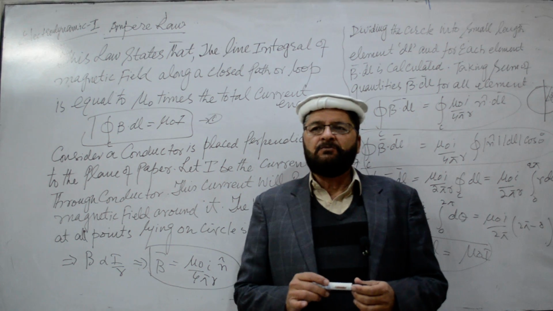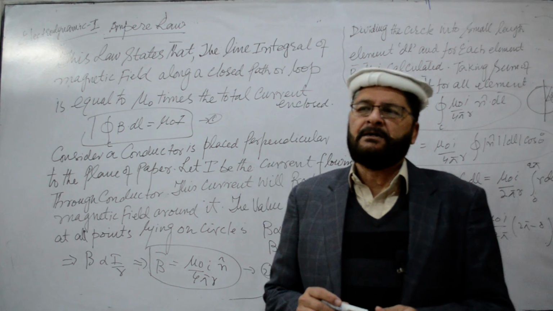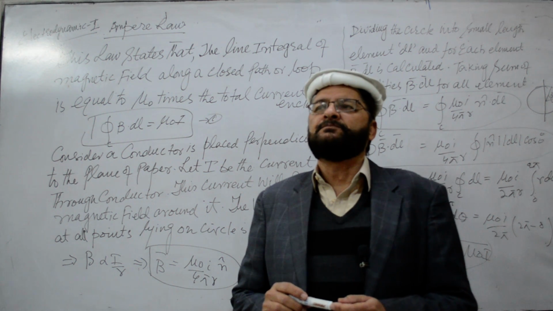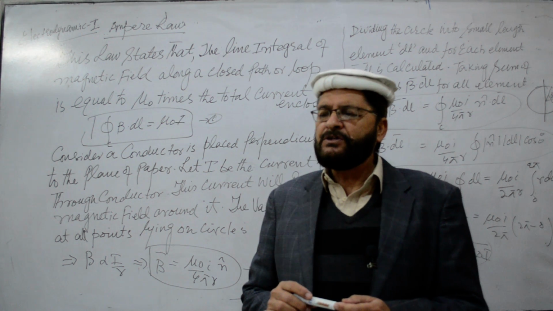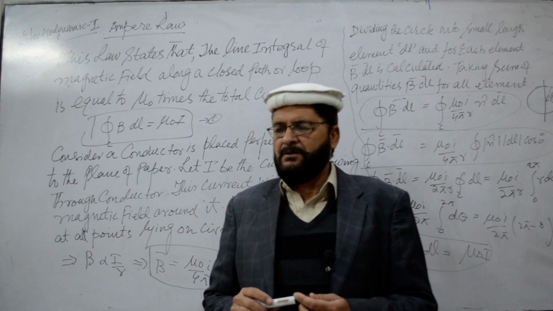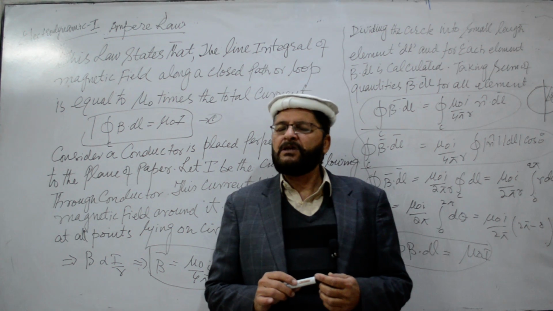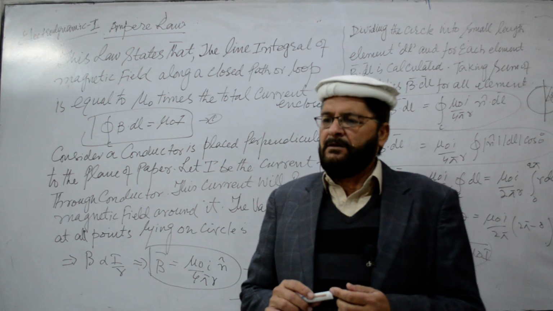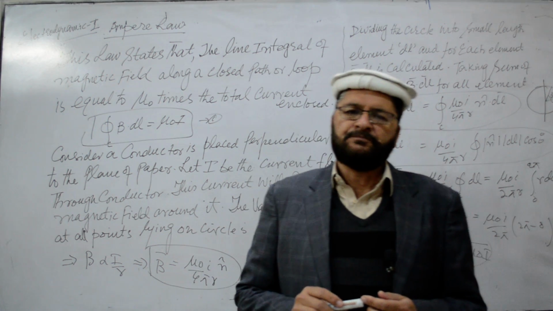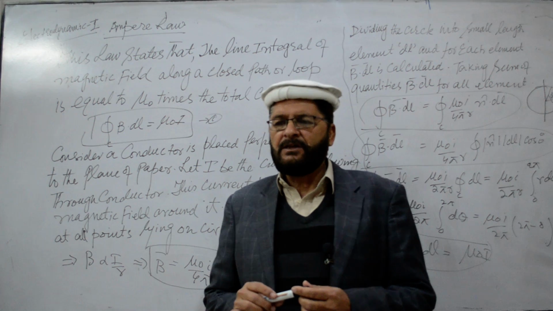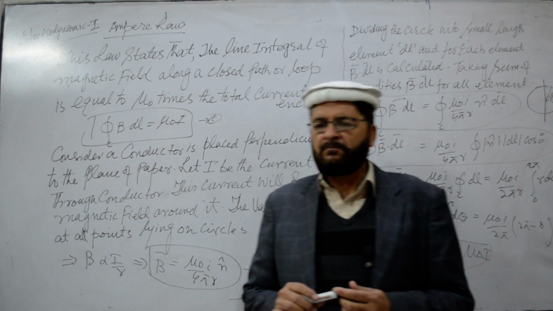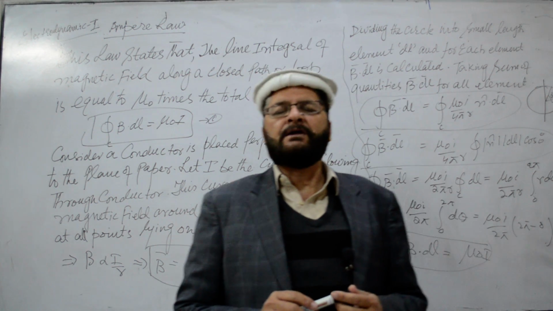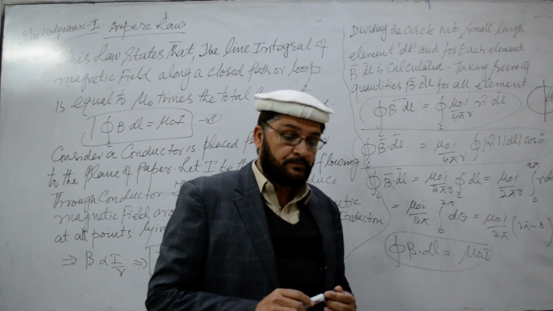Similar is the case with the Ampere law. In case of Biot law, if the symmetry is not there, then we can find the value of B using Biot law. But when there is a high symmetry, then in that case we use Ampere law to find the value of B, the magnetic induction.